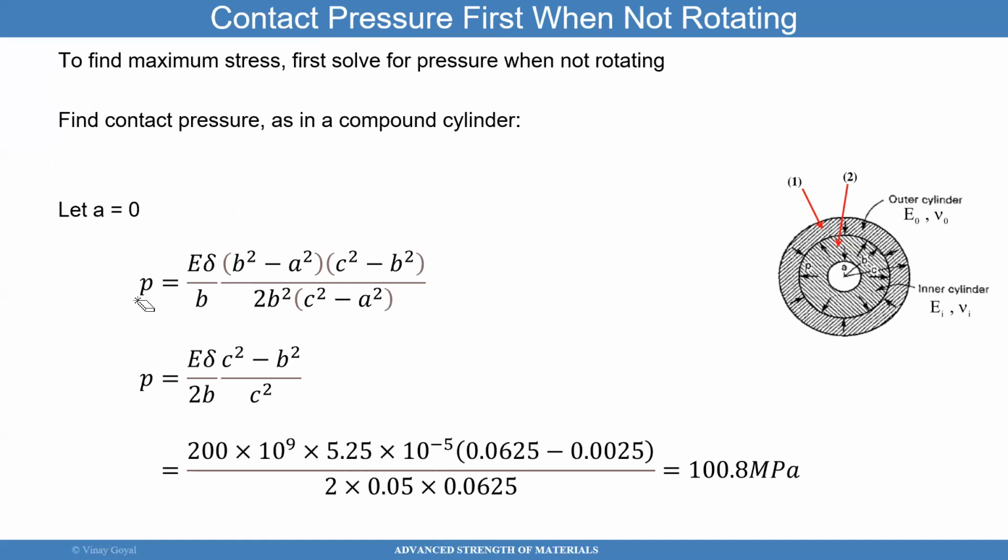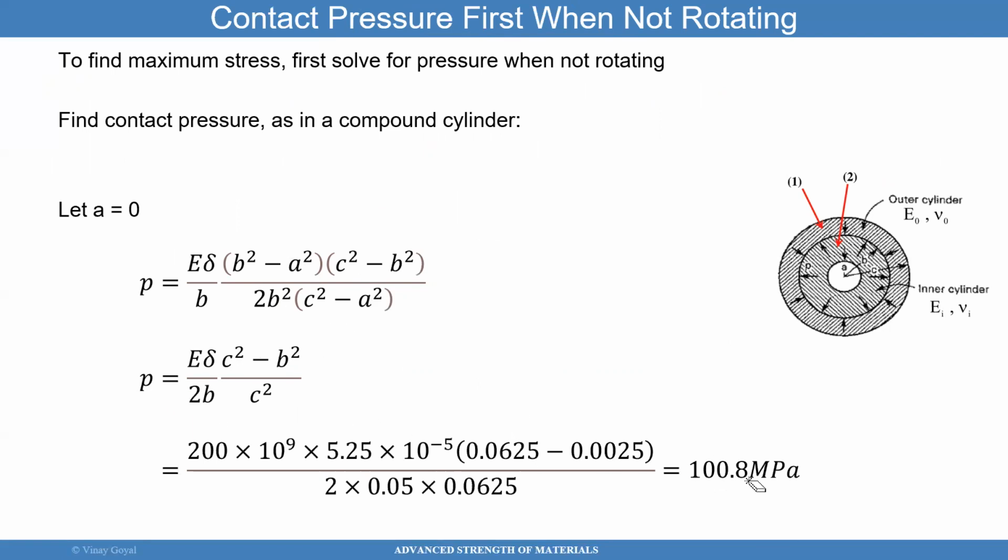So I can solve for P, the pressure. And when you solve for pressure, that's the equation you get. A is 0, because the inner core is a solid material, so you can remove A from here. And then you can calculate the internal pressure.